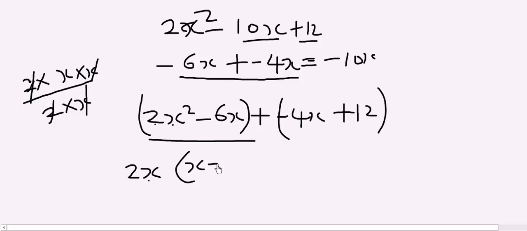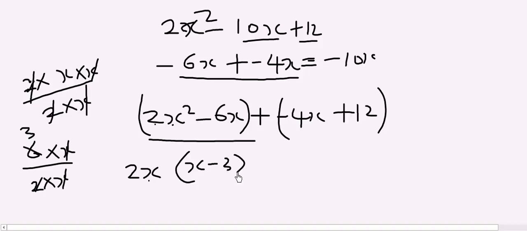So I have my minus sign. Now I have 6x here, which simply means 6 times x over 2 times x. x cancels x, and 2 into 6 gives us 3. So what I have is simply x minus 3.